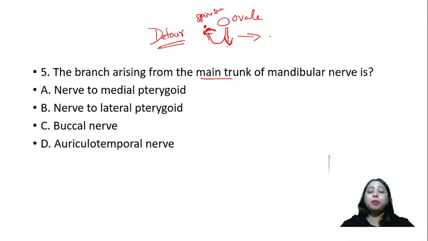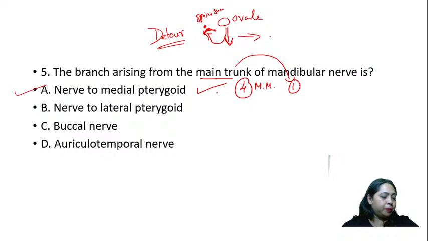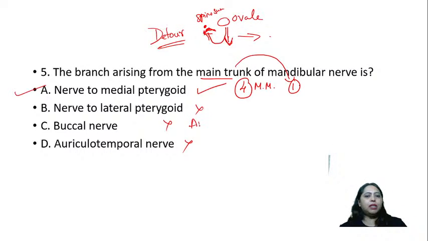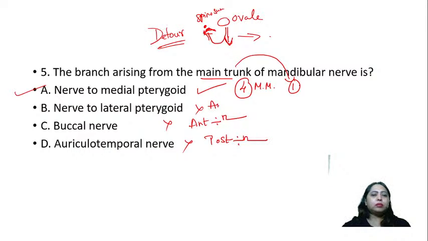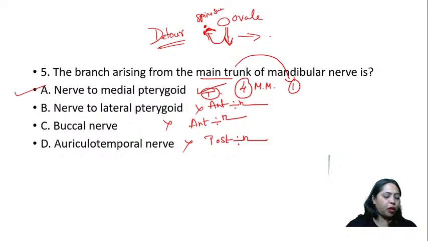Now nobody will miss it because it is the nerve to medial pterygoid. I said out of the four muscles of mastication, one is from the trunk, that is the nerve to medial pterygoid. So not this, not this, not this. This is from the anterior division. This is from the posterior. This is from the trunk. Okay, Tina. Nice. Next one.